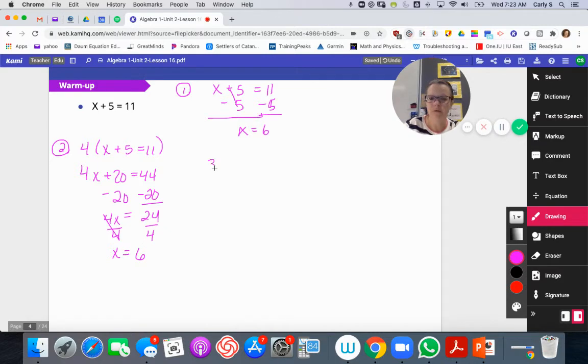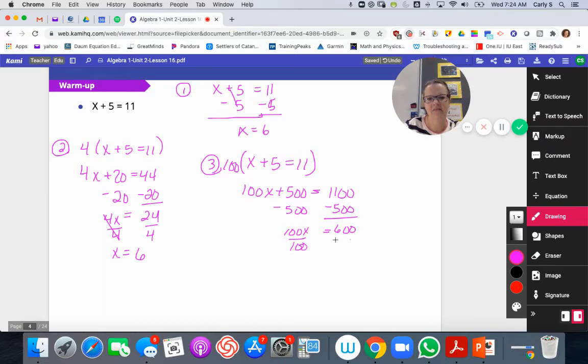Now, what if we multiply both sides by 100? Certainly we won't get the same answer if we multiply both sides by 100. So I have 100x plus 500 equals 1,100, because I can do multiplication. All right, subtract from both sides. I don't like bigger numbers. I get 600 equals 100x. Divide both sides. I have x equals 6. What? We get the same answer?